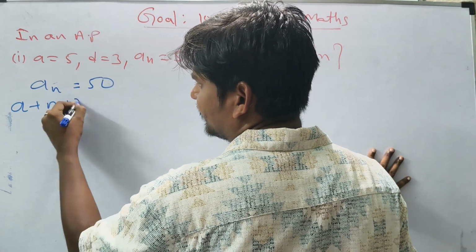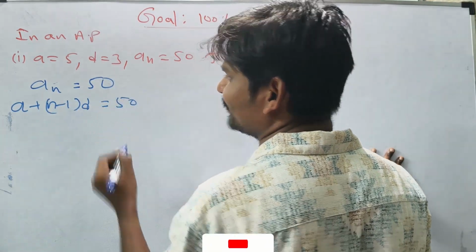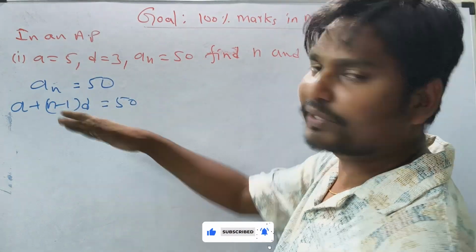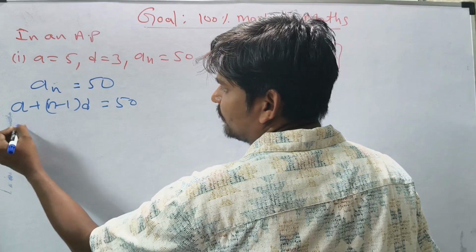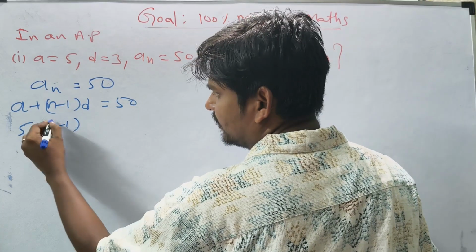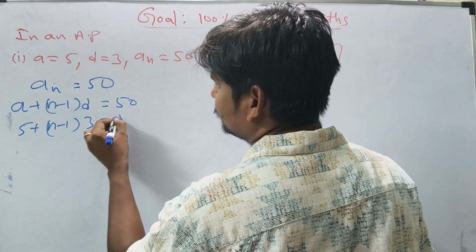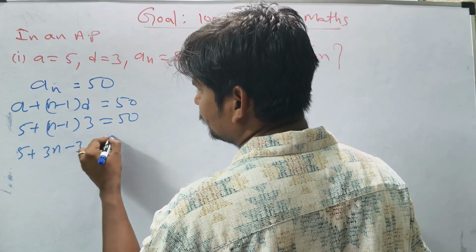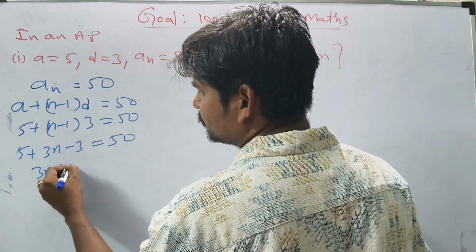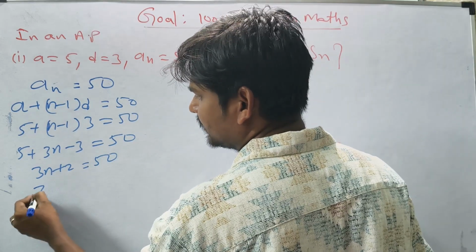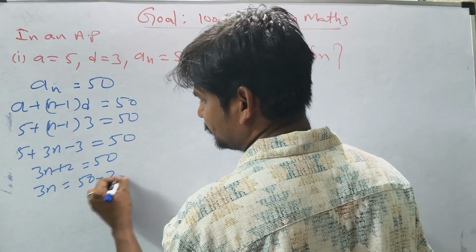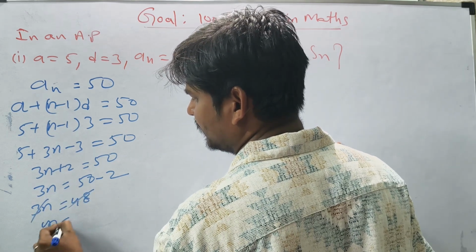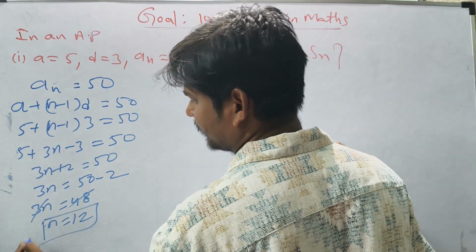An is nothing but a plus (n minus 1) into d, yes or no? That is equal to 50. From this we know already the a value and d value. Substitute here, then we'll get the n value. a is 5, plus (n minus 1) into d, which is 3, equal to 50. From this 5 plus 3n minus 3 is equal to 50. From this 3n plus 2 is equal to 50. So 3n is equal to 50 minus 2, that is 3n is equal to 48. From this n is equal to 12.